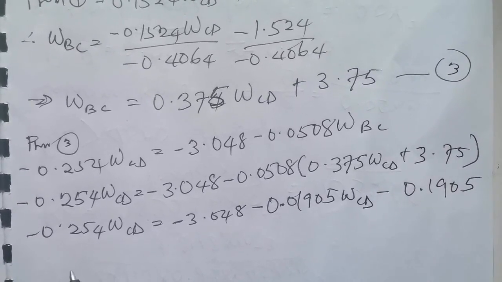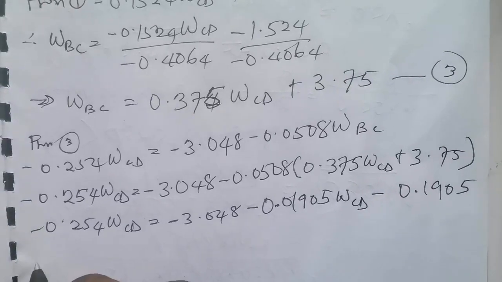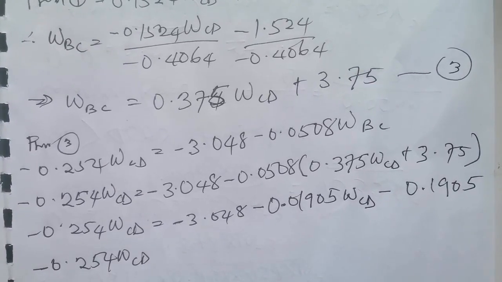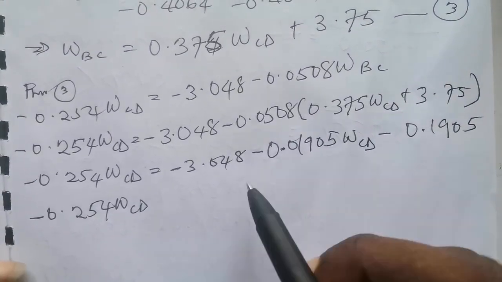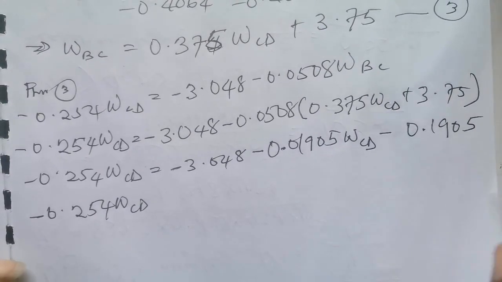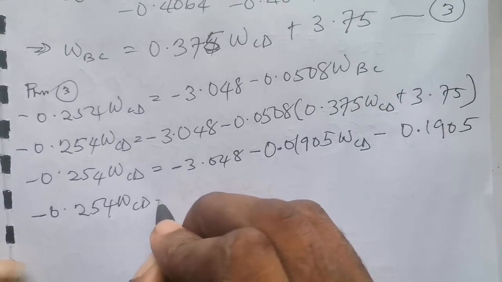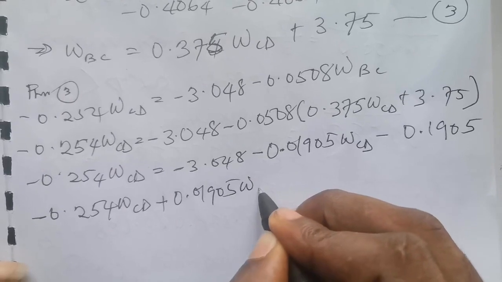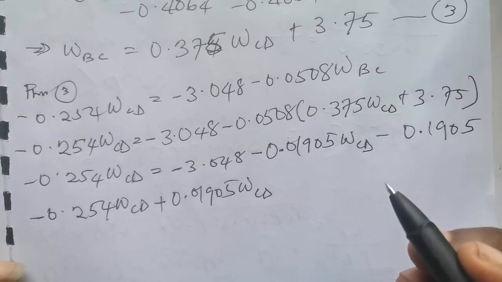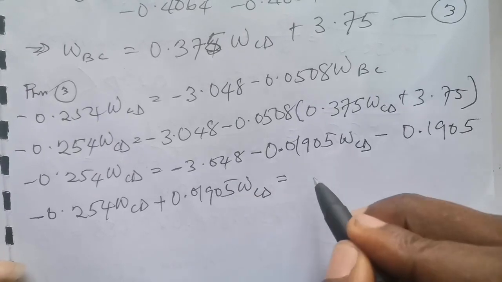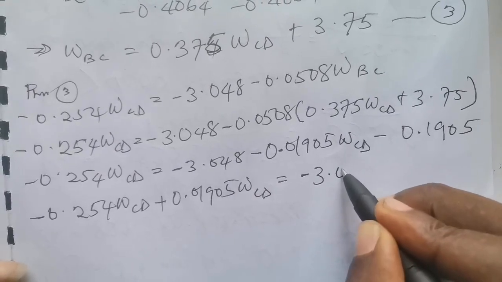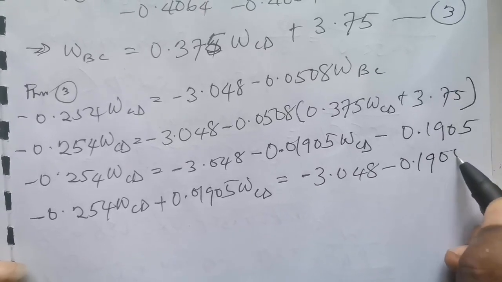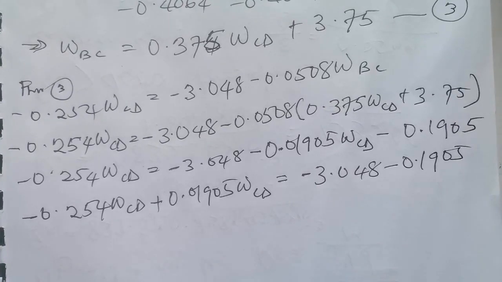Now we'll collect like terms, bring angular speed CD together. So I have minus 0.254 omega CD. Now I'll simply bring minus 0.01905 omega CD over here. So it becomes positive now, plus 0.01905 omega CD. And this is equal to, over here I have minus 3.048. I have here minus 0.1905. So let's evaluate these values together.